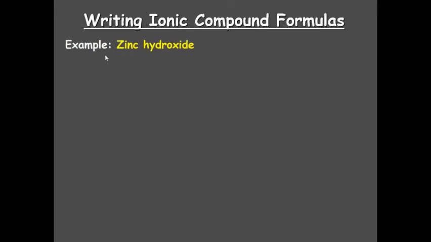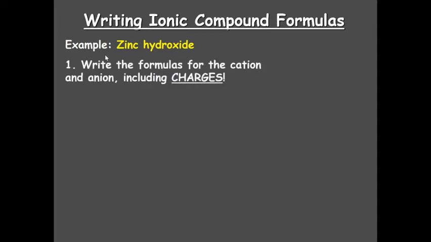Just a couple more examples here. We're going to find a formula for zinc hydroxide. Zinc on VIP 10 is always a positive 2 charge, even though it's a transition metal. It's one of the only ones that has a set oxidation state. You'll find hydroxide on the VIP 11, which is OH 1-.